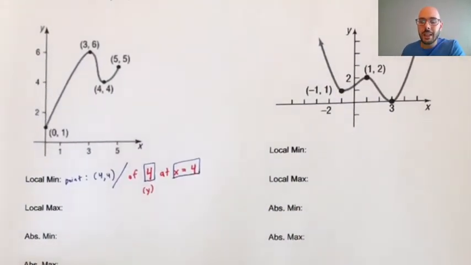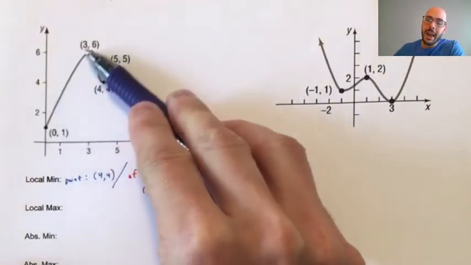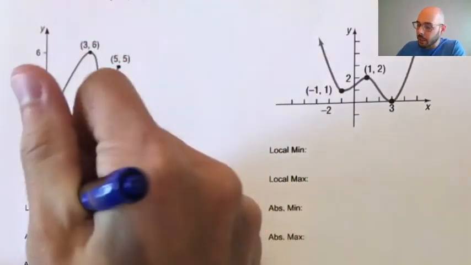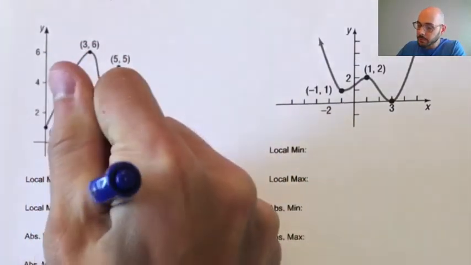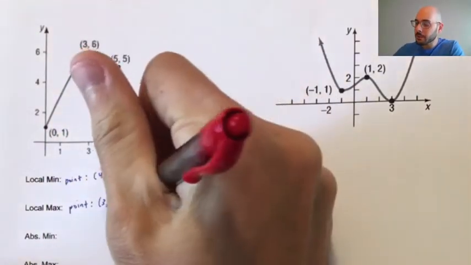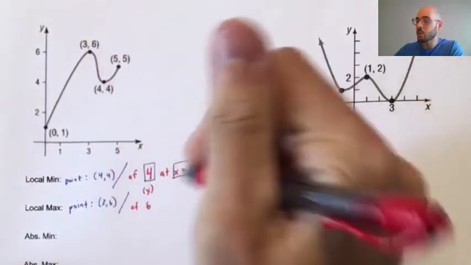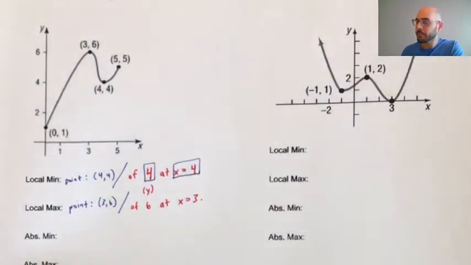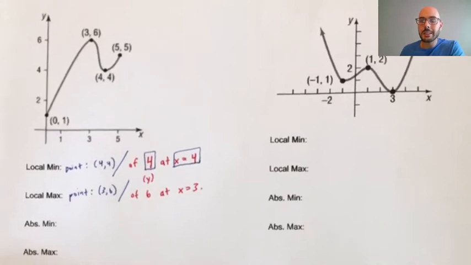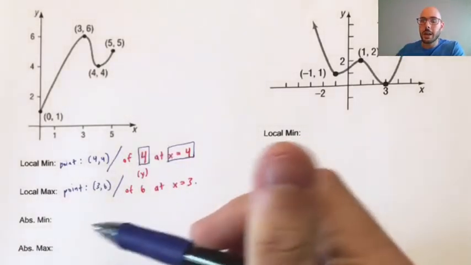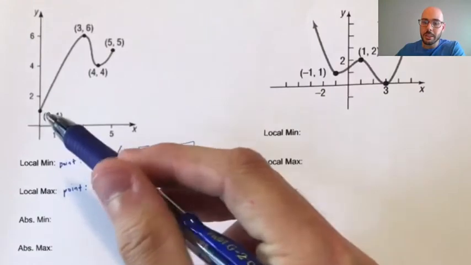So local maximum is next. We have a local maximum at this high point on the graph here. It's a hump. (3, 6) is a local maximum point. Again, another way to say that is we have a local maximum value of 6, that's the y value, at x equals 3. All right, next up is absolute. So we have absolute minimum. You want to look at the absolute lowest point that your graph gets that you can see. So the absolute lowest point on our graph looks like this point, (0, 1).